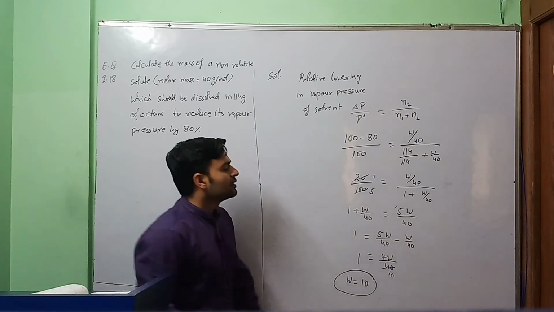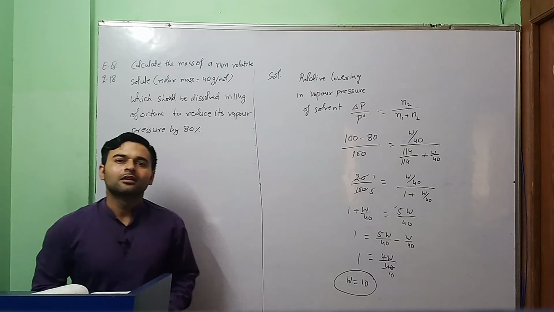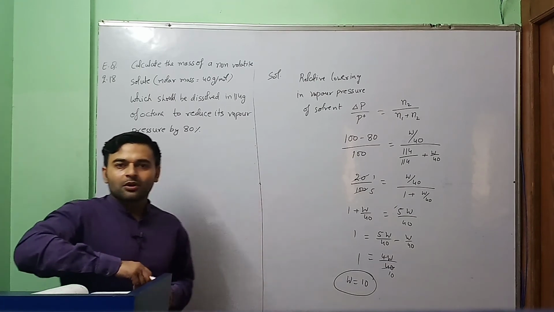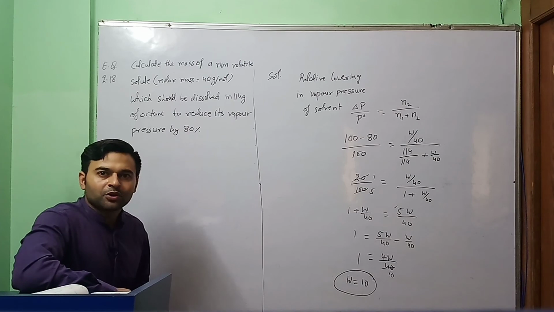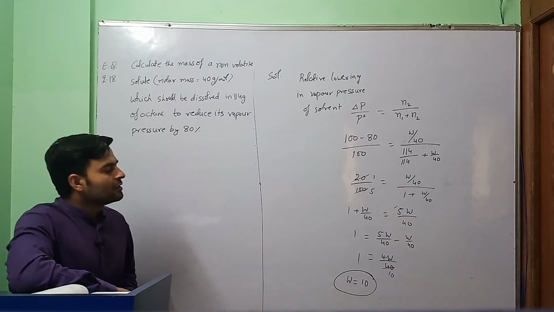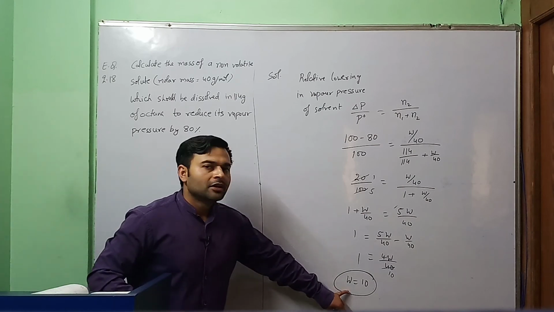So this is the mass of solute required to dissolve in octane, 114 gram octane, to reduce its vapor pressure by 80%. So the answer for the question is 10 gram.